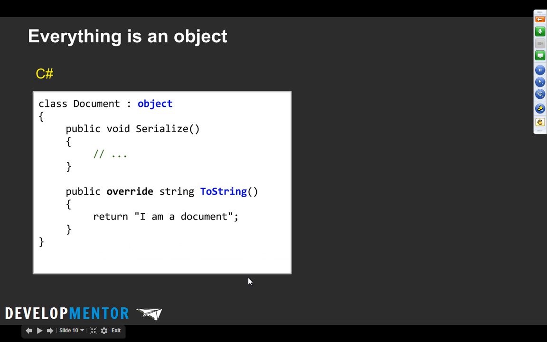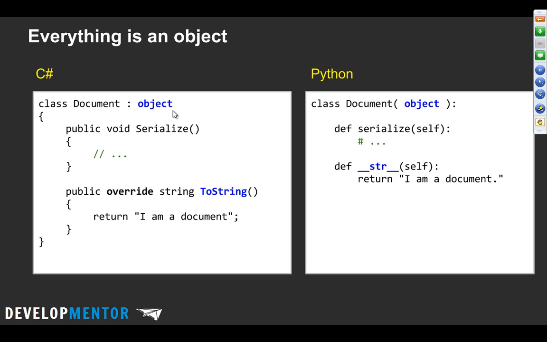Okay. All right, so we saw that in C#, it's great that everything's an object, because even if I don't put :object here, it still derives from object, right? In Python, we express inheritance slightly differently, but still the same thing is true. We have a document class on both sides, and it derives from object, and even if I don't say object, it derives from object. And then that means I can do things like override ToString.